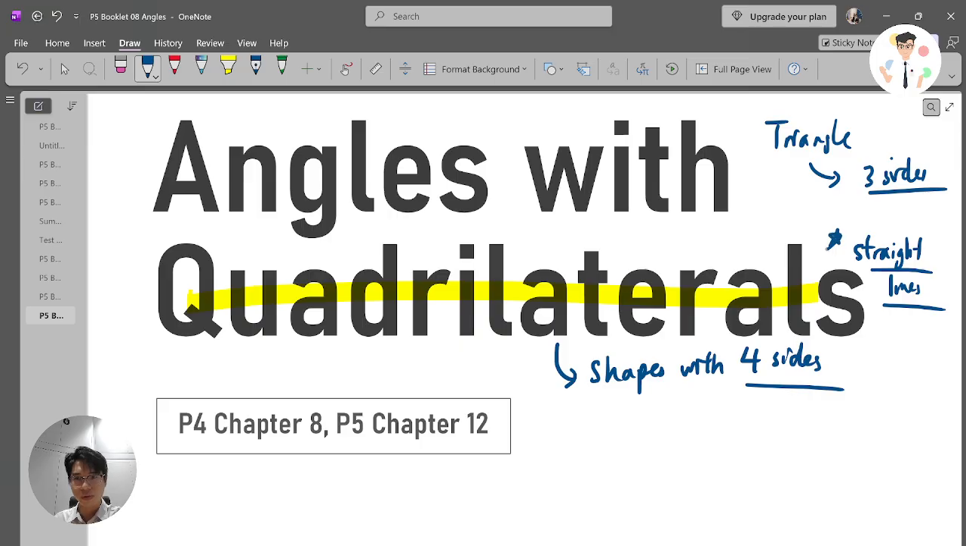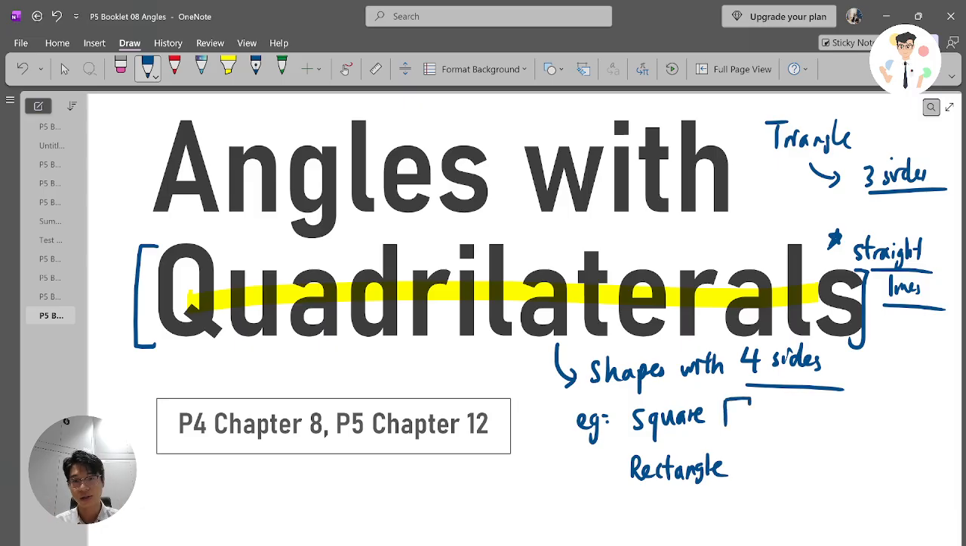But teacher, I actually learned about something like, for example, square. Square also has four sides, so do we call it quadrilateral or square? Quadrilateral is actually a big general term. Inside quadrilateral, there are many things, and square is one of the examples. And as you know, rectangle is another example, right?